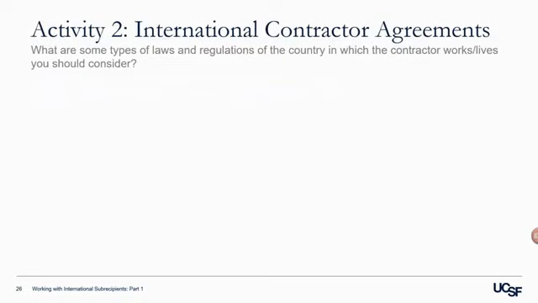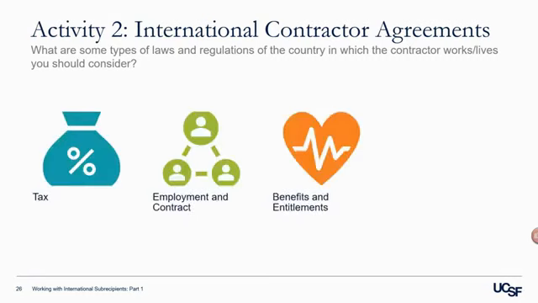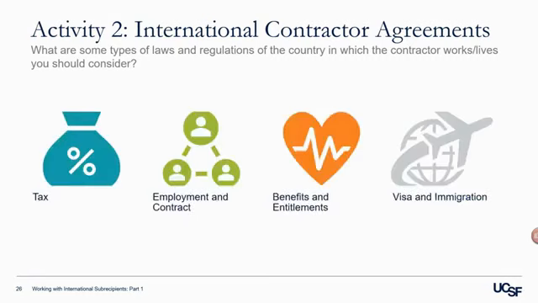All right, so Joyce mentioned the international contractor agreements earlier. Let's see if you can remember: what are some types of laws and regulations of the country in which the contractor works or lives that you should consider? All of them, right? Tax, employment and contract, benefits and entitlements, visa and immigration. All of these are types of laws and regulations that should be considered when you're working with international contractor agreements.